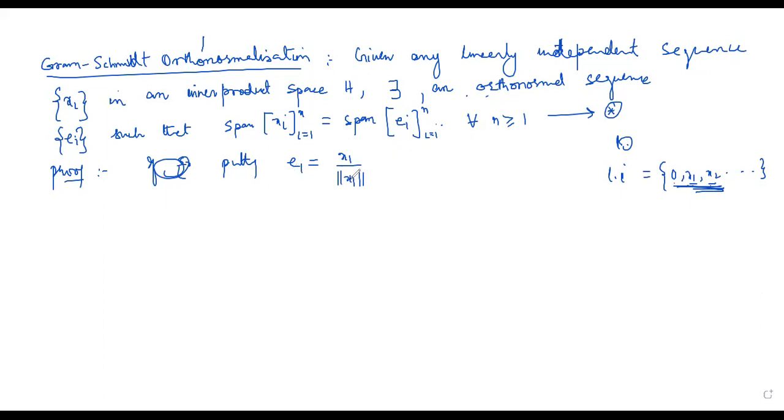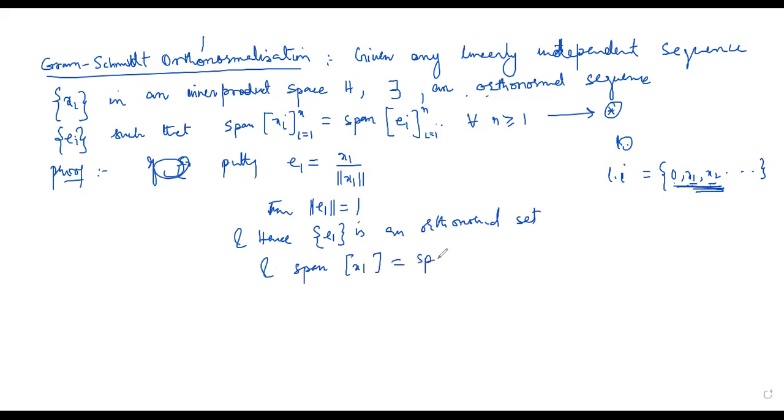Okay, so I can divide by this vector. Then norm of e1 is equal to 1, and hence e1 is an orthonormal set, and clearly span of x1 is the same as span of e1. क्योंकि it is just a scalar multiple of x1, तो इसके जो all possible scalar multiples हैं, they would be all possible scalar multiples of x1, and that's the span. So therefore, star is true when n is equal to 1.